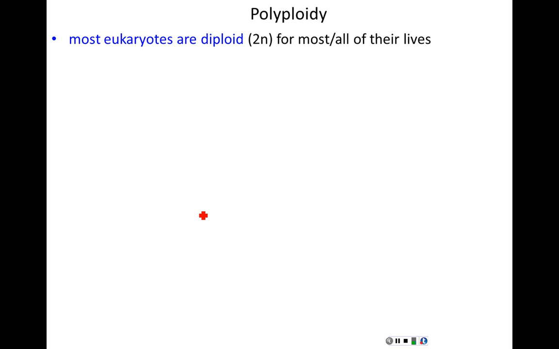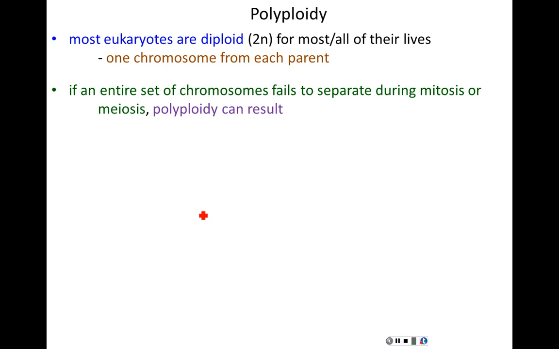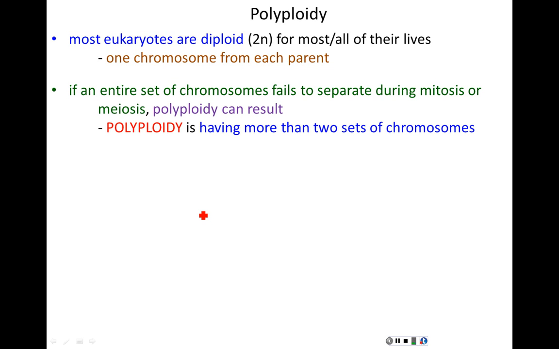So all of those are examples of aneuploidy. Now let's wrap the lecture up with polyploidy. What is polyploidy? Well, most eukaryotes are diploid, 2 of each chromosome, 2 chromosome sets, and they remain diploid for most of their lives. They get 1 chromosome set from one parent and 1 chromosome set from the other. If an entire set of chromosomes fails to separate during mitosis or meiosis, we can have a loss or gain of an entire chromosome set, depending on which cell we look at. That's polyploidy. Polyploidy is having more than 2 sets of chromosomes.